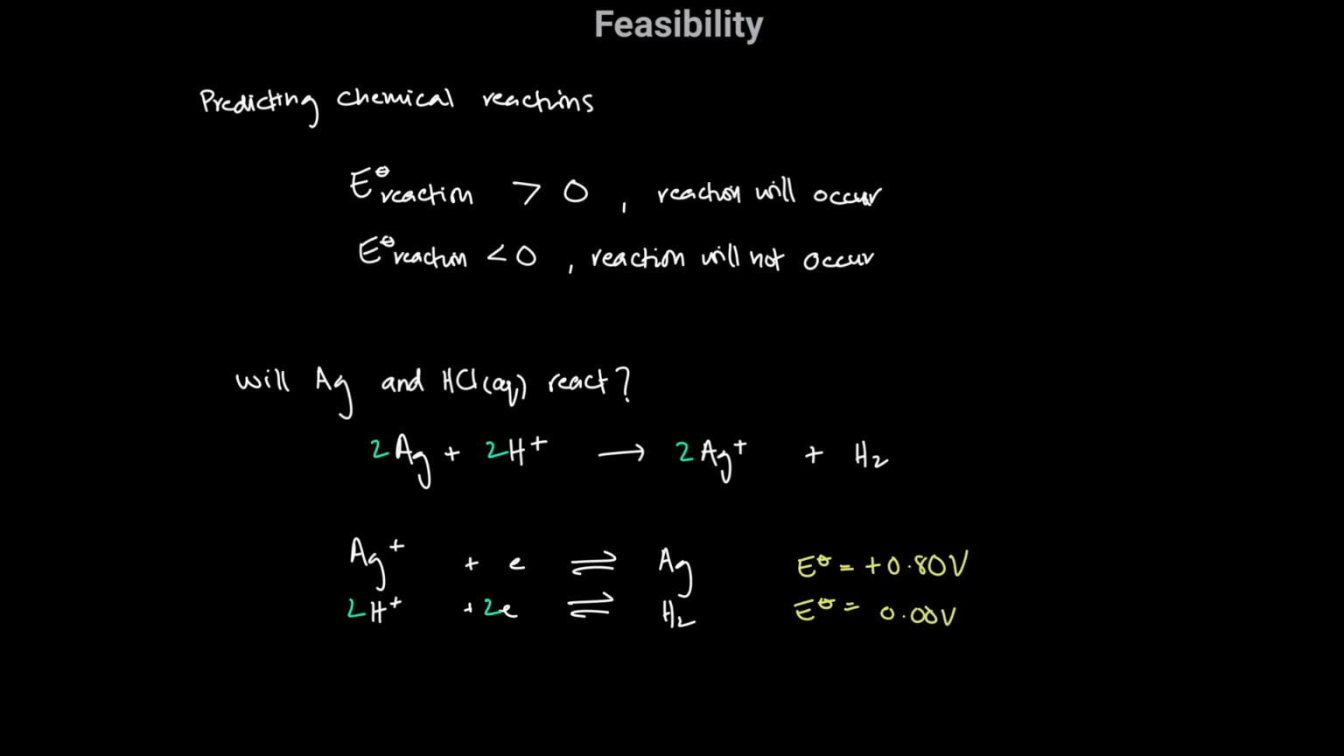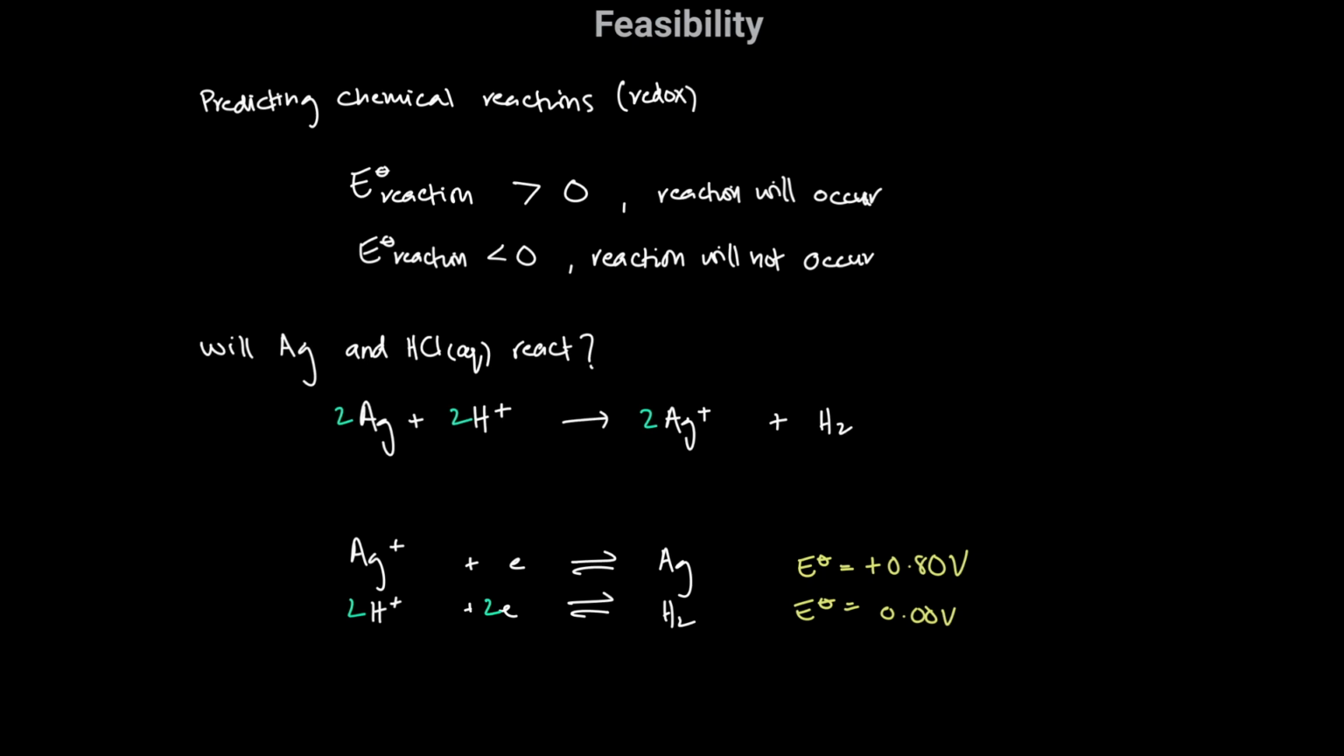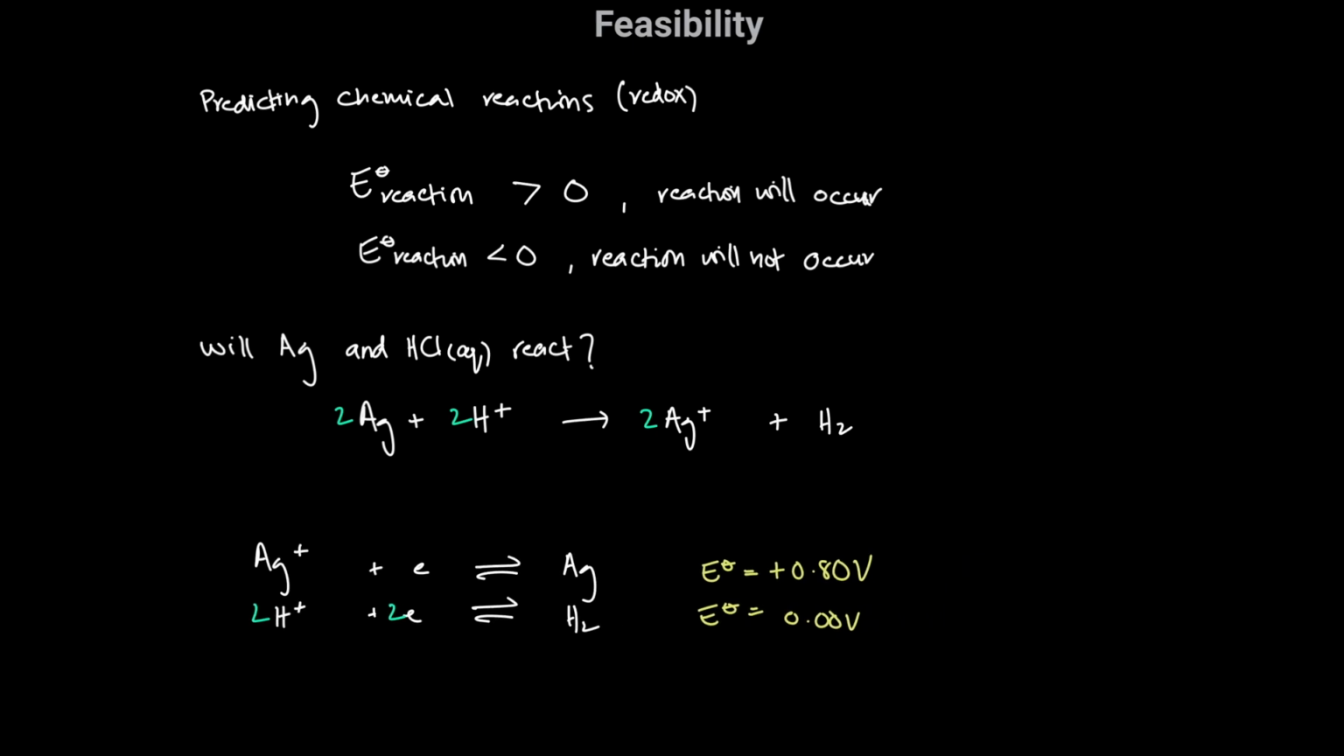Now here, of course, we don't have a cell. We just have to predict whether a reaction is taking place. Again, this is predicting chemical reactions, specifically predicting redox reactions using the values of the electrode potentials. They've told us in this question there are two reactants: silver metal and H+ ions. Those are my reactants here.